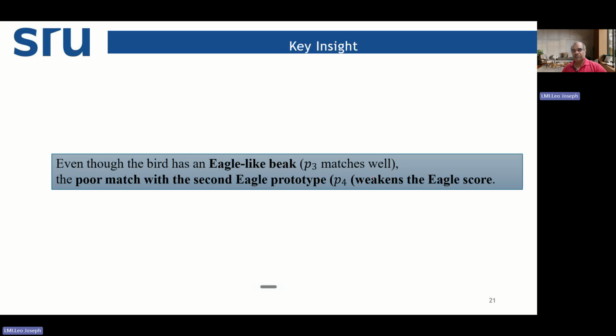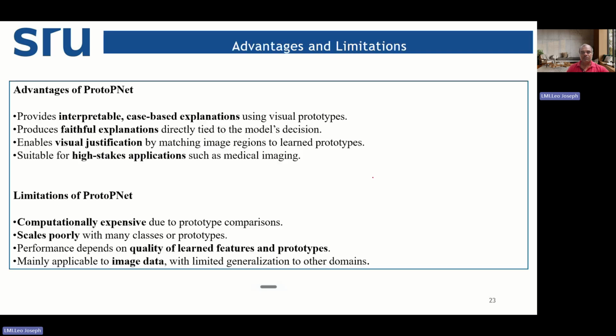Even though the bird has an eagle-like beak, the poor match with the second eagle prototype weakens the eagle score. That is what we have spoken. So it provides an interpretable and case-based explanation. This is a faithful explanation also. We can justify that visually. On seeing the image, we can give the explanation, and it is suitable for high-stakes applications. High-stakes applications means, as I just showed, such as medical imaging.